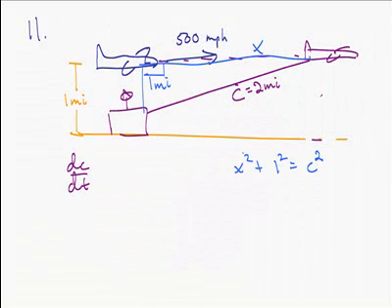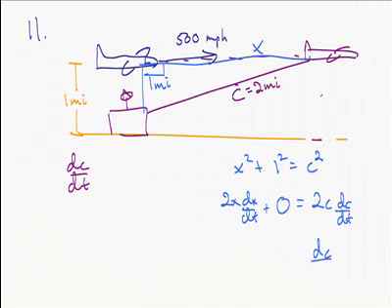So we're trying to find dc/dt. Let's go ahead and differentiate this with respect to time. So we have 2x dx/dt plus, well, this is a constant here, so it's not changing at all. That's 0. On the right side we have 2c dc/dt. And so solving this for dc/dt gives us that dc/dt, the change in our distance from the plane to the radar station with respect to time, is equal to, if we divide, x over c times dx/dt.